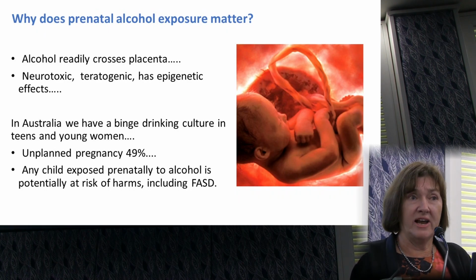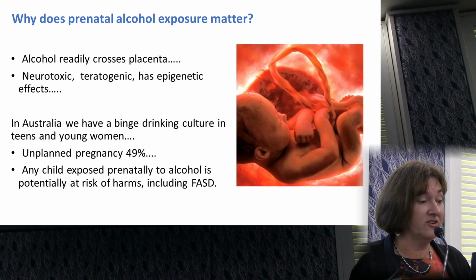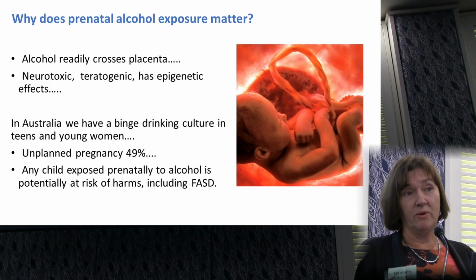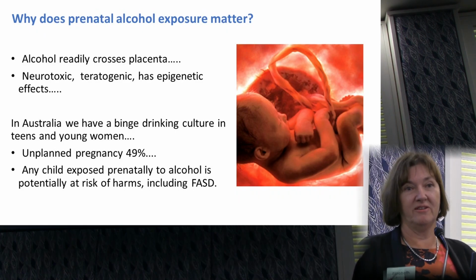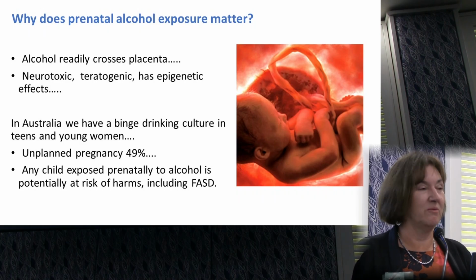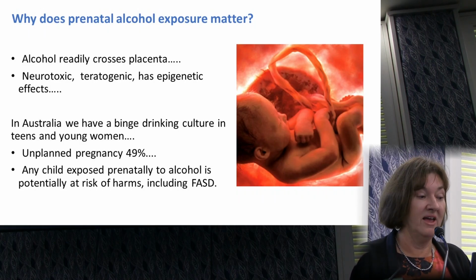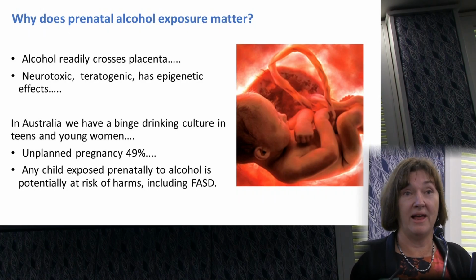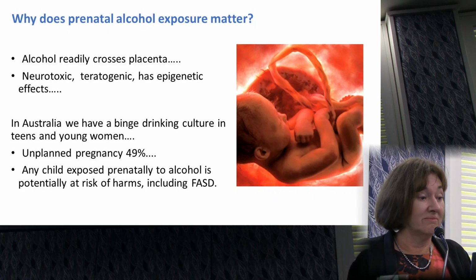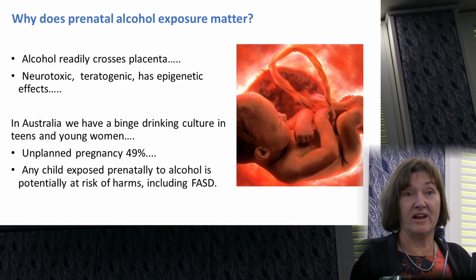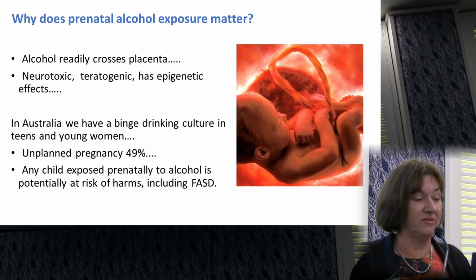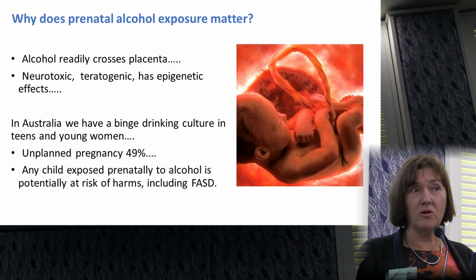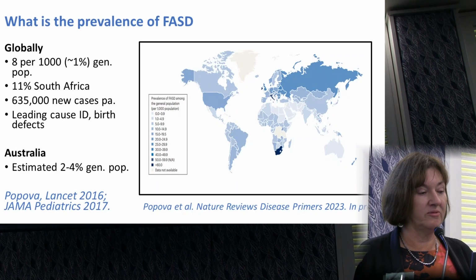Now, in Australia, unfortunately, we have a binge drinking culture, and it's particularly in teens and young women, and particularly as women have become better educated and earning more money, they want to be out with the boys and drinking as much as they are. And of course, this is often associated with unplanned sexual experiences, and pregnancy in Australia is unplanned still in about 49% of cases. And I think what we need to remember is that any child exposed to alcohol prenatally is potentially at risk of a whole range of harms, including, but not exclusive to fetal alcohol spectrum disorder.